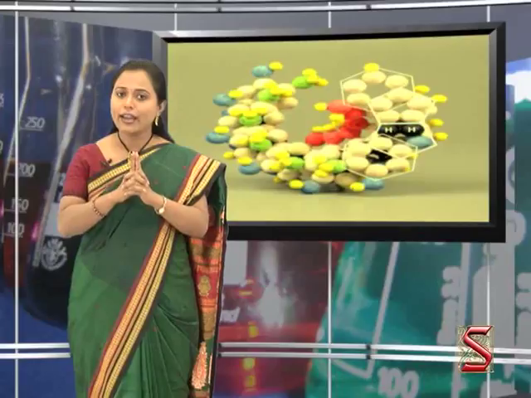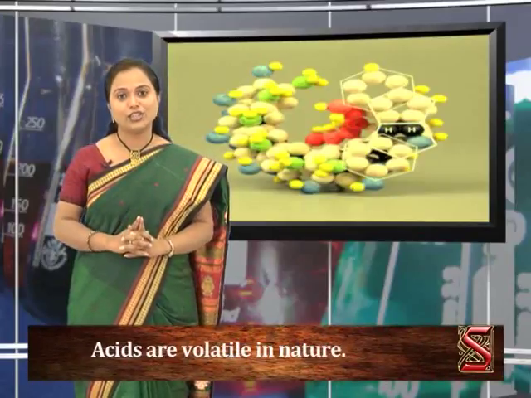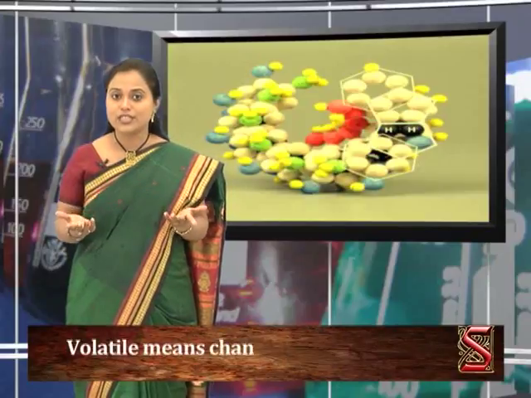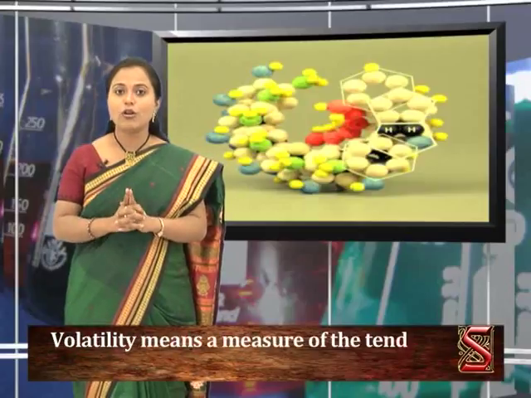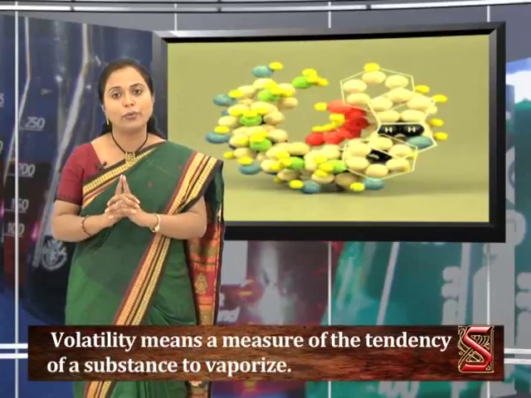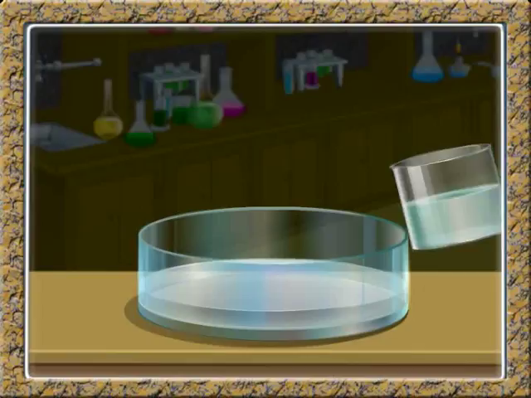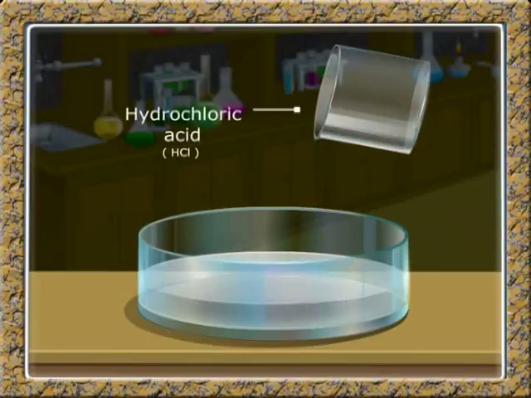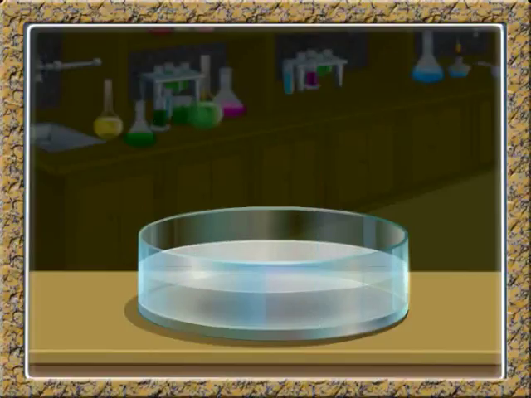There is one very important property of acids, and that is they are volatile in nature. Volatile means changing or changeable. Volatility means a measure of the tendency of a substance to vaporize. Well, I have kept 3 acids in a petri dish. That is, acetic acid, hydrochloric acid and sulfuric acid. Which acid escapes first?